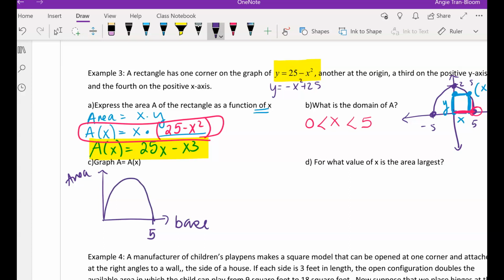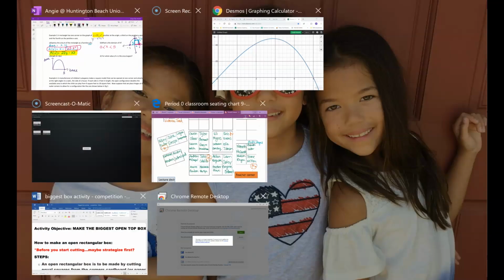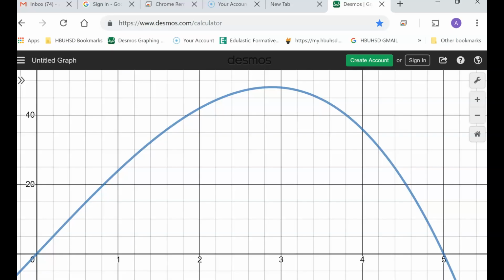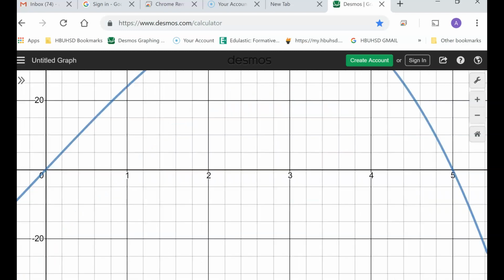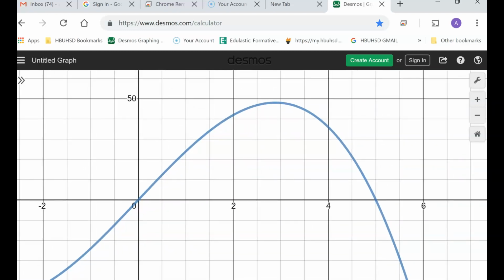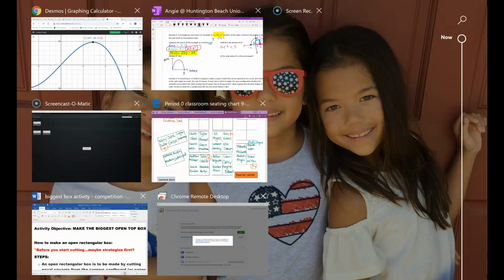For what value of x is the area the largest? So now you can use your calculator or decimals. If you are using your calculator, I will help you find the maximum on your graphing calculator. I just want to find the largest area. All right, there we go. So based on this, as you can see, it is 2.887, 48.113. We will take this back and write that in our answer or notes.